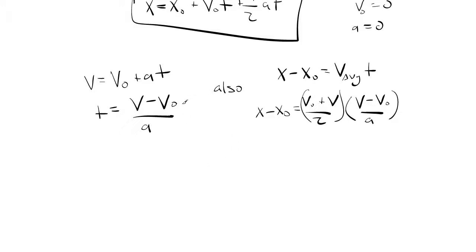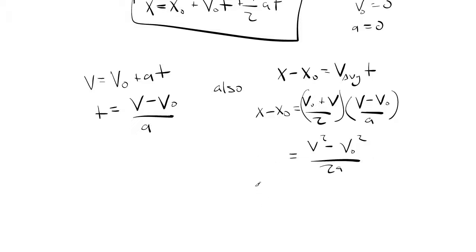Okay, so all I did is, again, I just took this equation for t, plugged it in over there, used what I already know about the average velocity, plugged it in. And if you do all the, what is it? Is it FOIL? Man, it's been so long. But if you do all that stuff, what you get is v squared minus v naught squared divided by 2a is equal to x minus x naught.